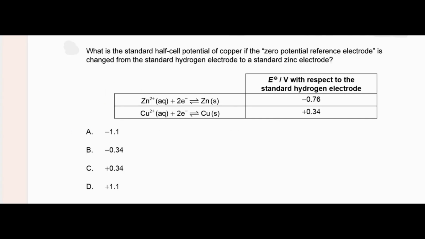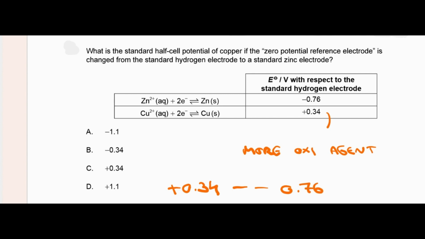Next one, we're changing the zero potential reference electrode from the hydrogen to a zinc one. Right, to a zinc one. Because this is more of an oxidizing agent, we follow the same protocol, which is plus minus minus 0.76, which will add up to 1.1.